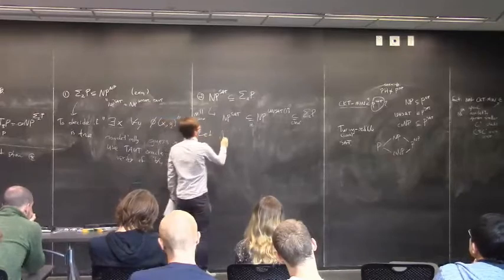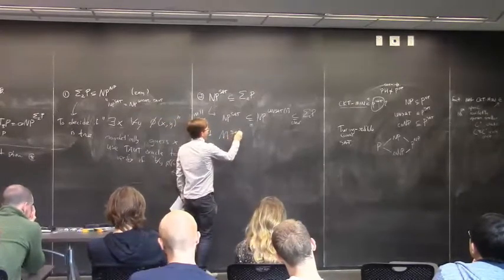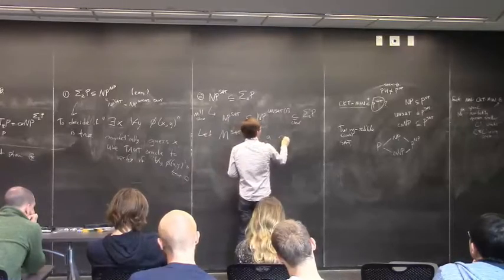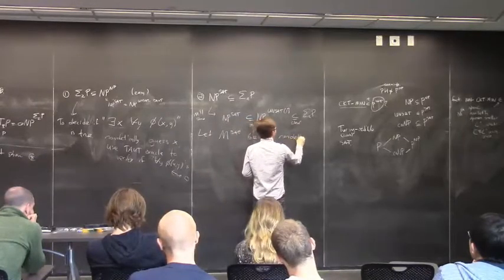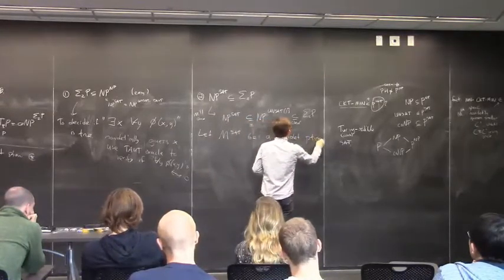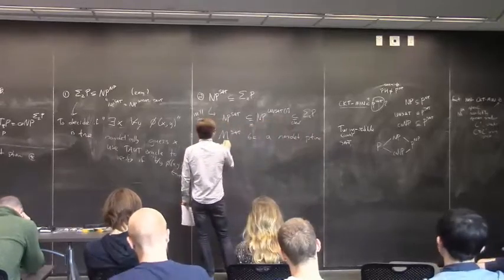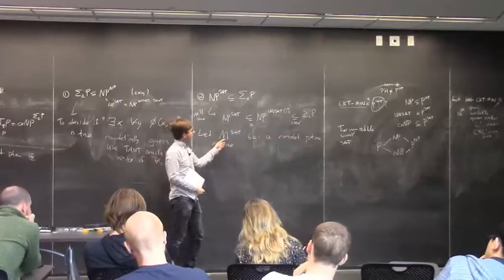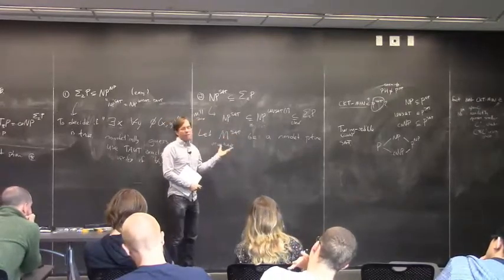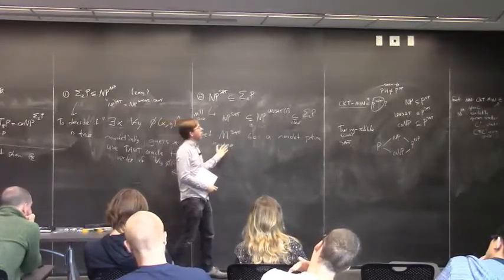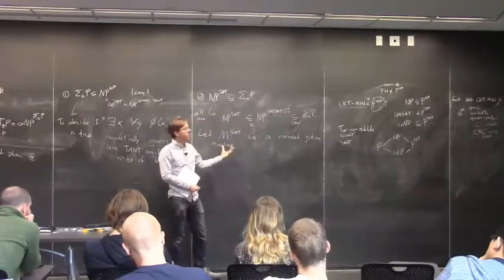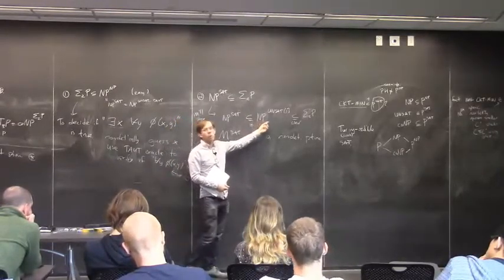So let M^SAT be a machine, a non-deterministic polynomial time machine. We have some polynomial time non-deterministic machine that has access to a SAT oracle that decides some language. I want to show that that language is also in here. I'll just describe how you can modify M so that it actually is a one-query machine.